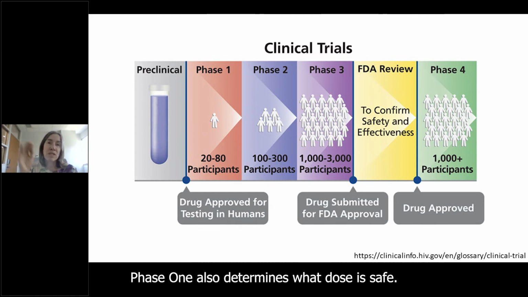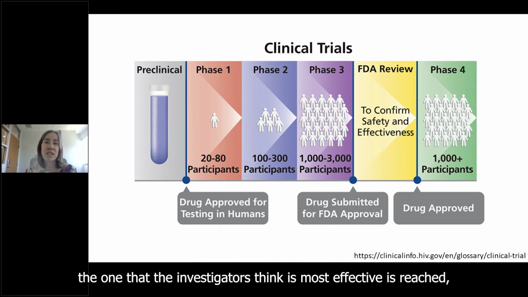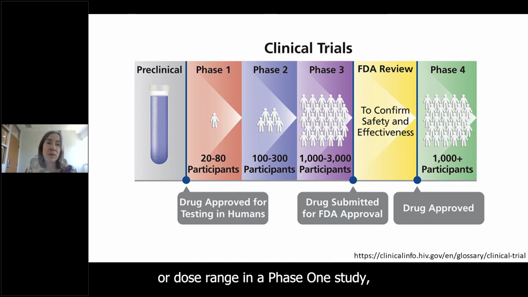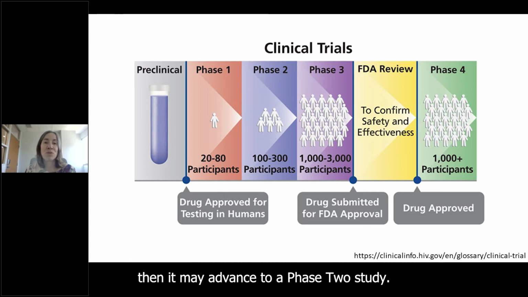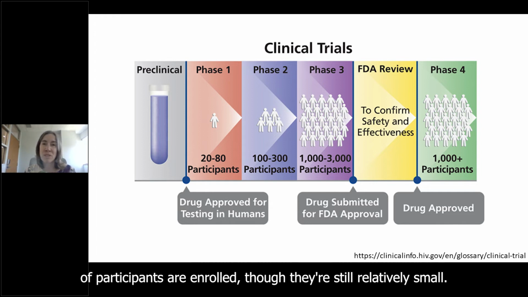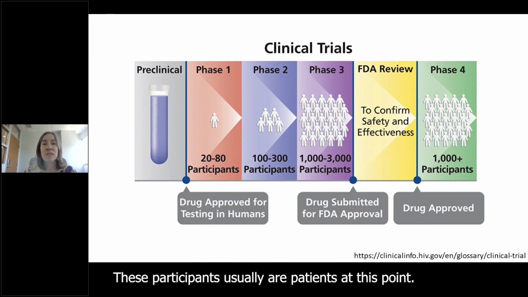Phase 1 also determines what dose is safe. So sometimes there will be increasing doses until the one that the investigators think is most effective is reached, or the one that appears to be at the limit of safety. Once a drug appears to be safe at a particular dose or dose range in a phase 1 study, then it may advance to a phase 2 study. In phase 2 studies, additional participants or larger numbers of participants are enrolled, though they're still relatively small. These participants usually are patients at this point.